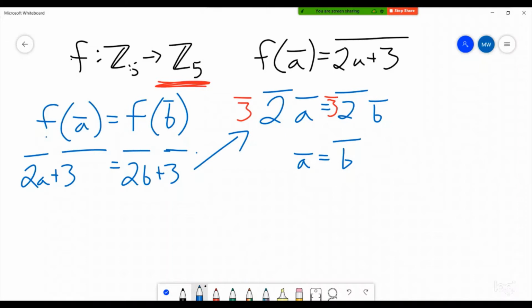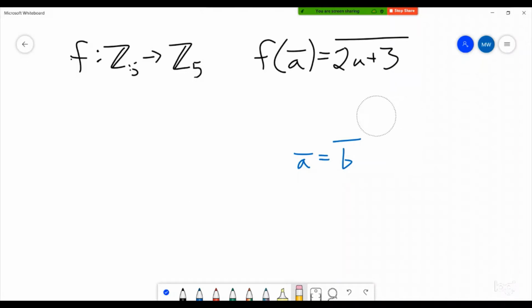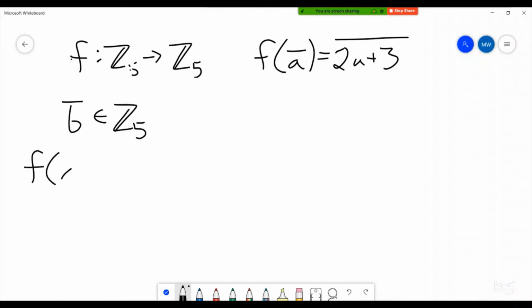So that's how we would show it is injective. Let's go through and do surjective then. To start with surjective, we're going to pick something in Z mod 5. So let's pick b an element of Z mod 5. We now need to find an a such that f of the class of a equals b.